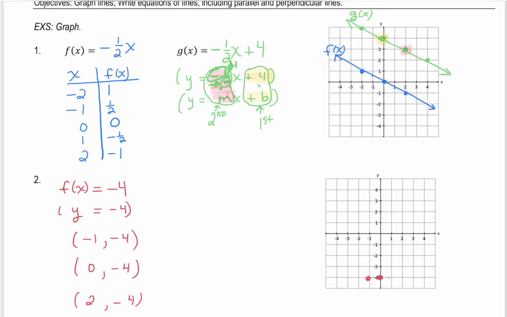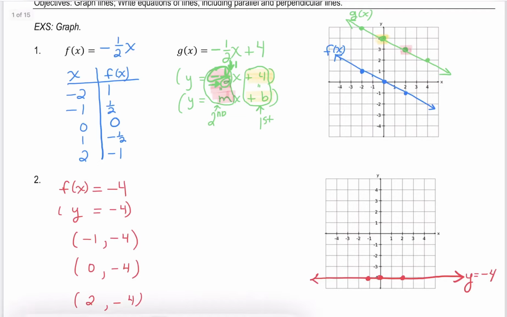the y-coordinate is -4. So what we end up with here, hopefully this all rings a bell, y equals a number when there's no x-coordinate. That is the equation of a horizontal line. So here's our horizontal line, y equals -4.